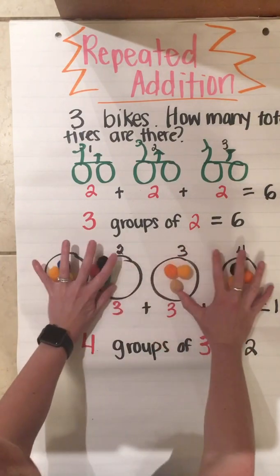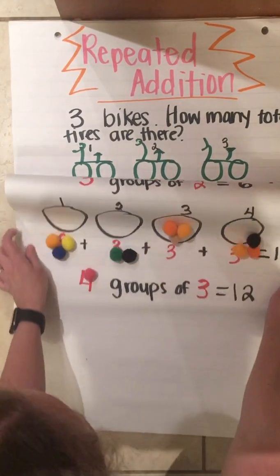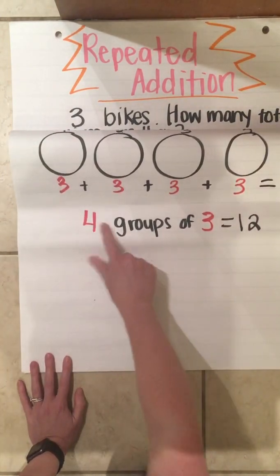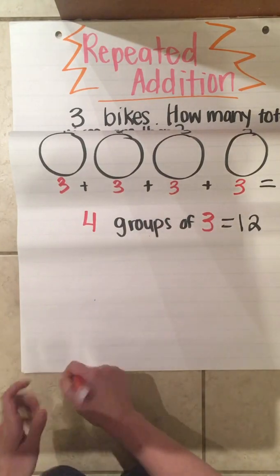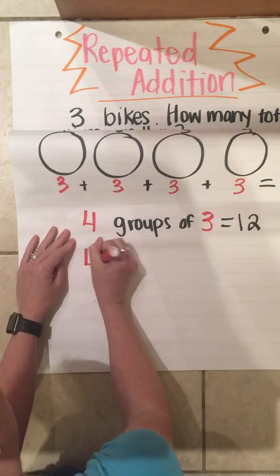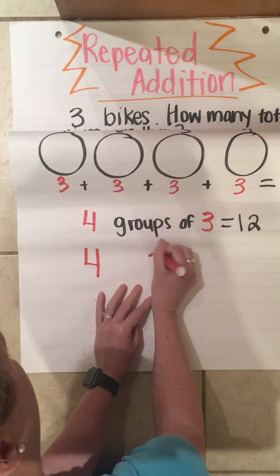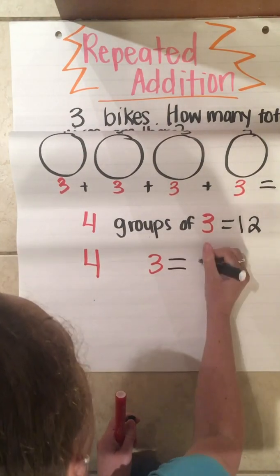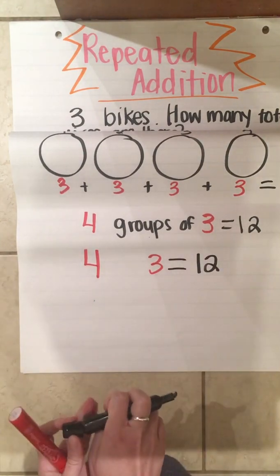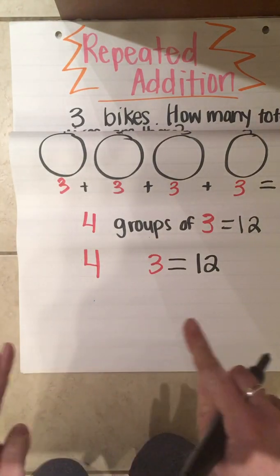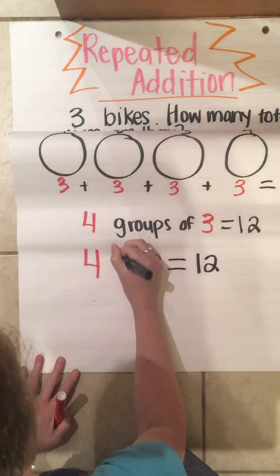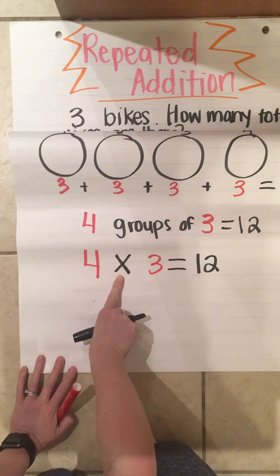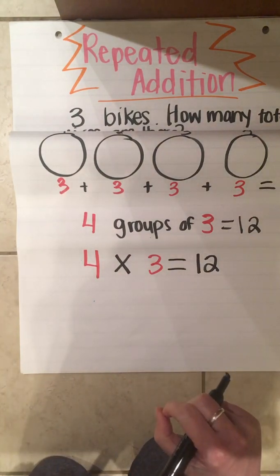So I'm just gonna move these so that I can actually shift this up here, okay? So instead of 4 groups of 3, I can actually write 4 groups of 3 equals 12. The symbol that means groups of is this symbol here, okay? It is the multiplication symbol, okay?